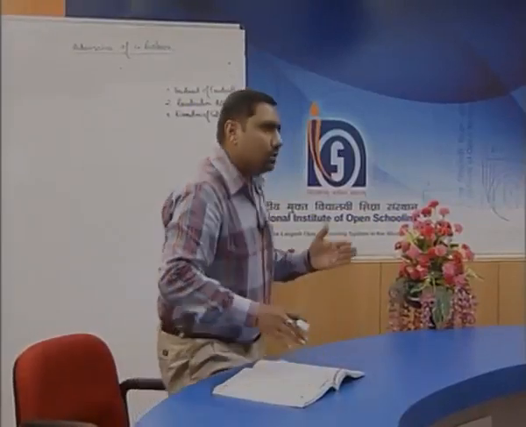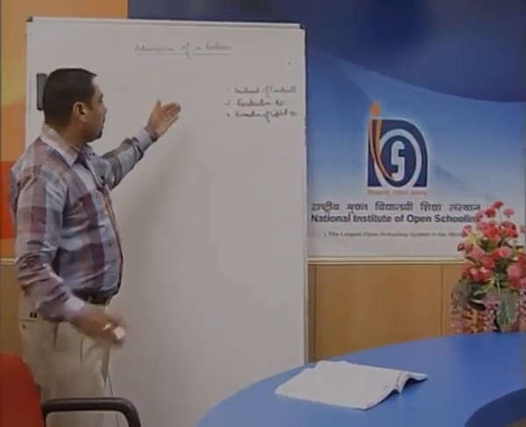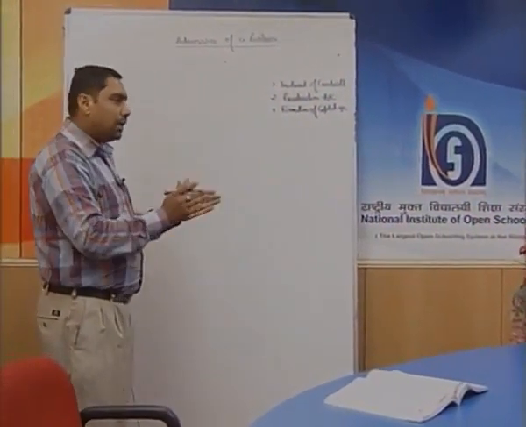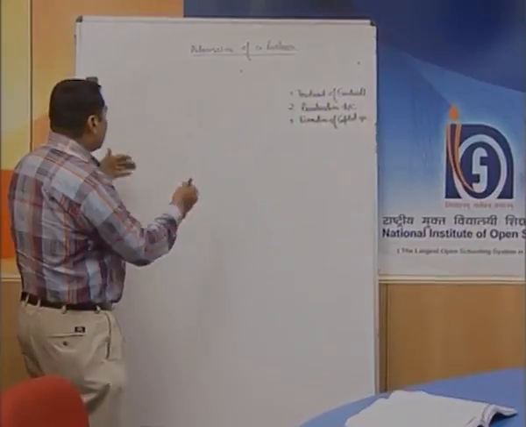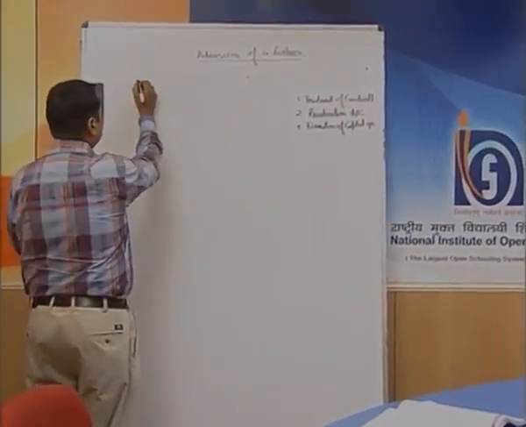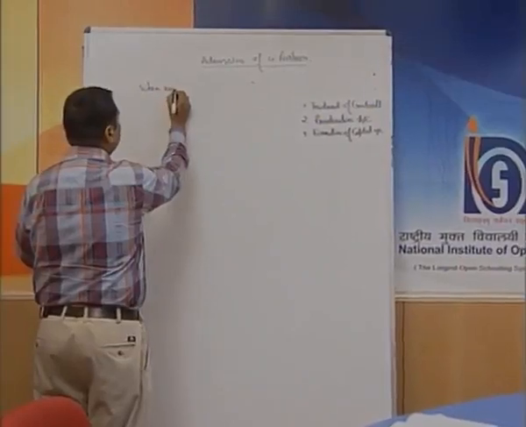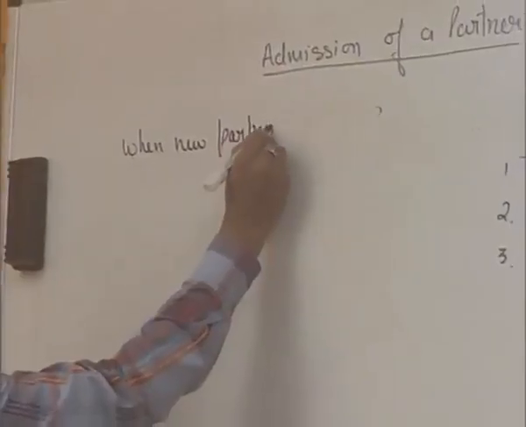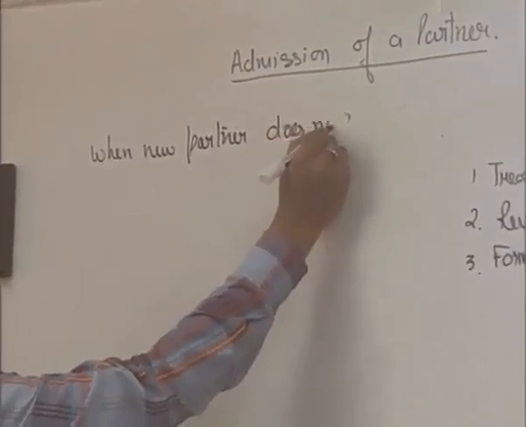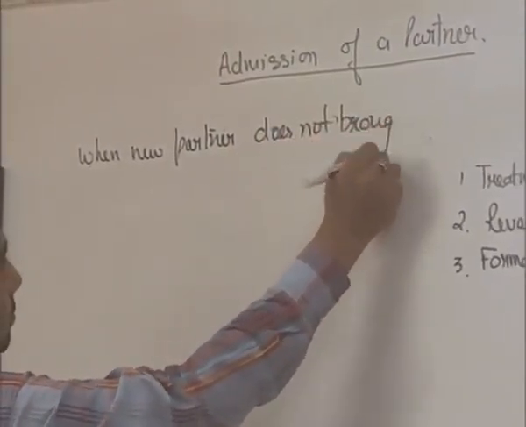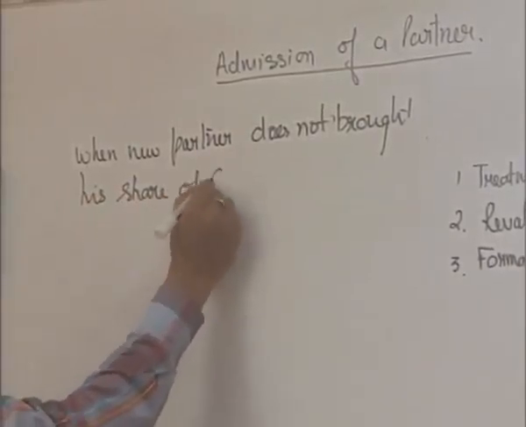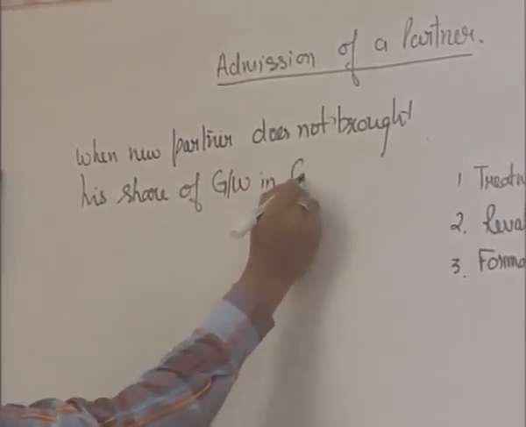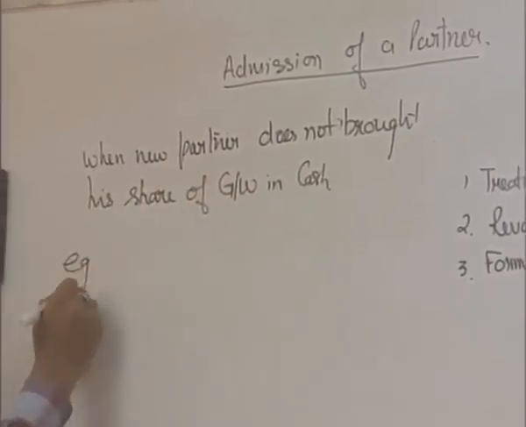We have already discussed the treatment of goodwill. One is when the goodwill account appears in the firm, what will be the treatment? And second, when a new partner brings his share of goodwill in cash, what will be the treatment? Now we come to another step, that is when the new partner does not bring his share of goodwill in cash. We'll take an example.